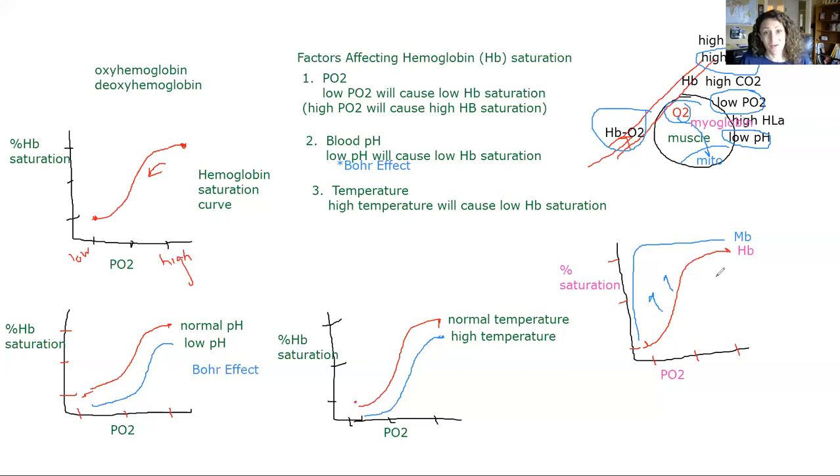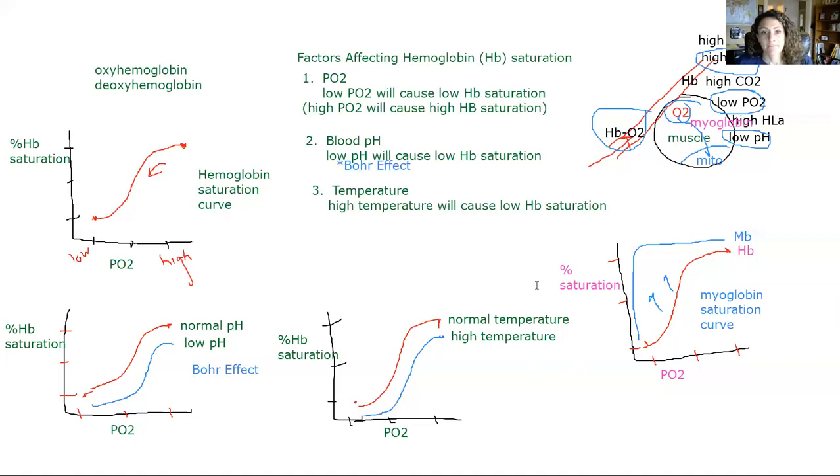So myoglobin is not delivering oxygen to the exercising muscle. Hemoglobin is delivering oxygen to the exercising muscle. Myoglobin is delivering oxygen to the mitochondria in the exercising muscle. Okay, so we can call this one the myoglobin saturation curve. Except when we draw the myoglobin saturation curve, we draw it with the hemoglobin saturation curve so we can compare them. Okay, they're both on there.